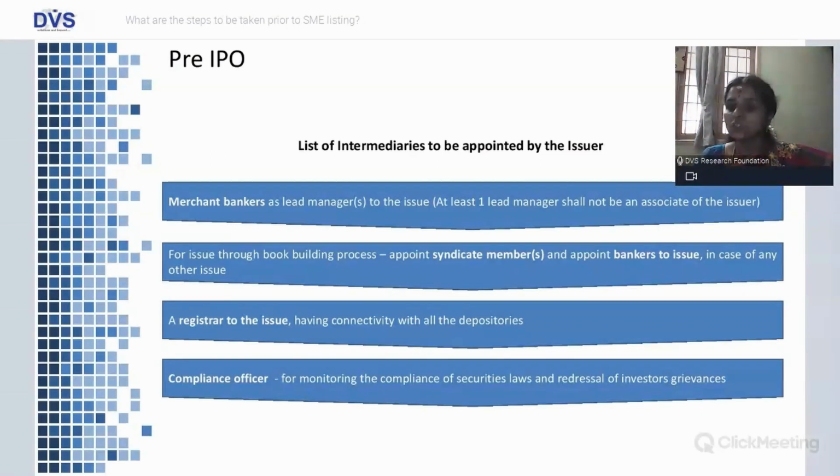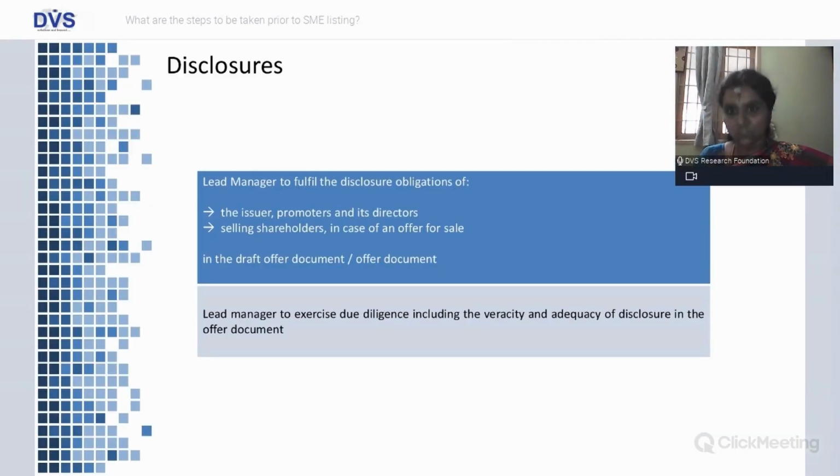Then when the issue is through book building process, appoint a syndicate member, and for any other issue, appoint the banker to an issue. Registrar to the issue having connectivity to all the depositories. So RTA is mandatory. Of course, like any other IPO, you need to have the compliance officer who shall monitor the compliance of the securities laws, and for investor grievances more particularly, they shall record the redressal and they shall also submit the response on how these grievances of the aggrieved investors are redressed.